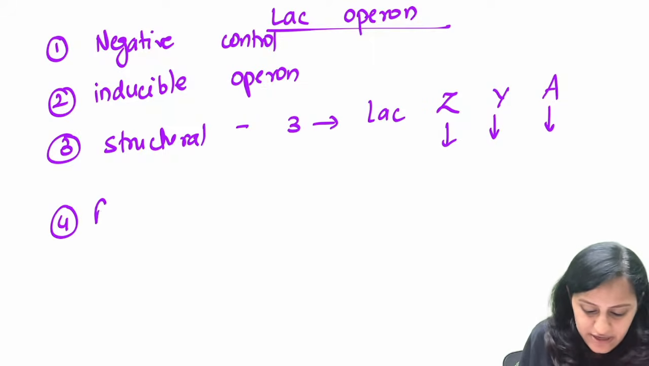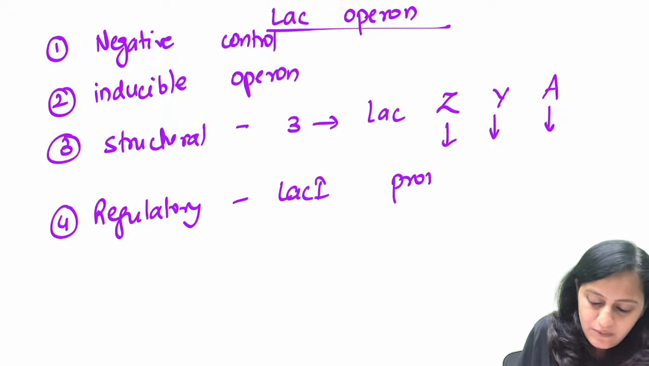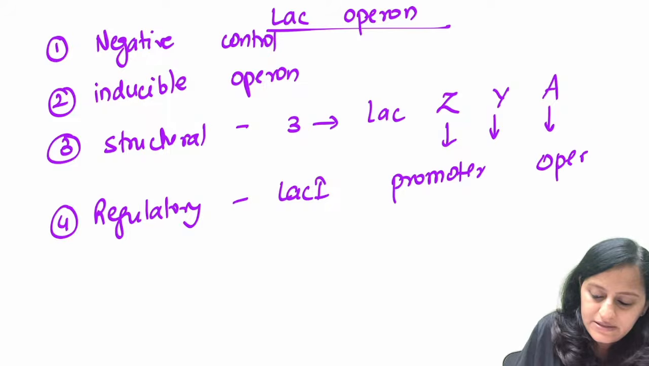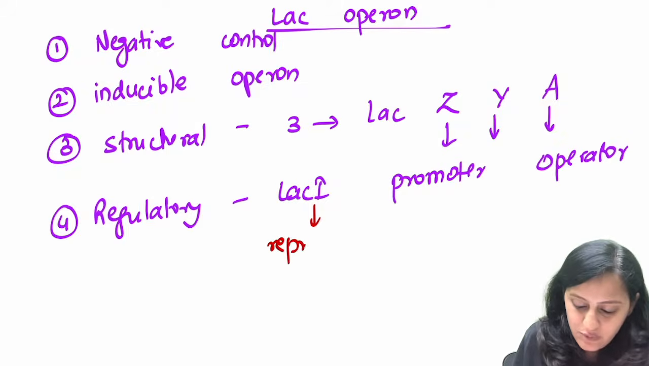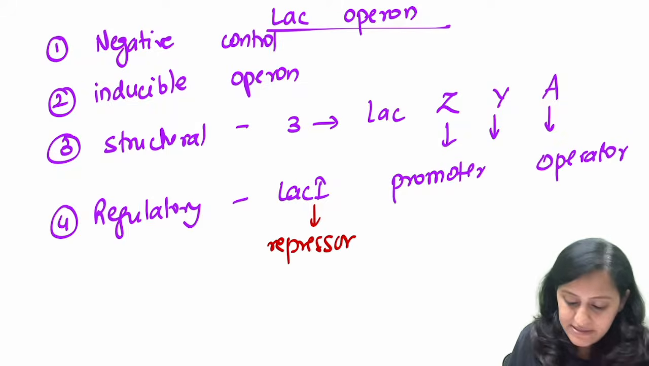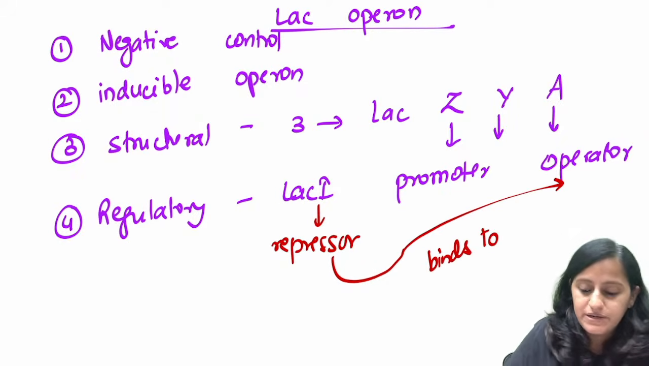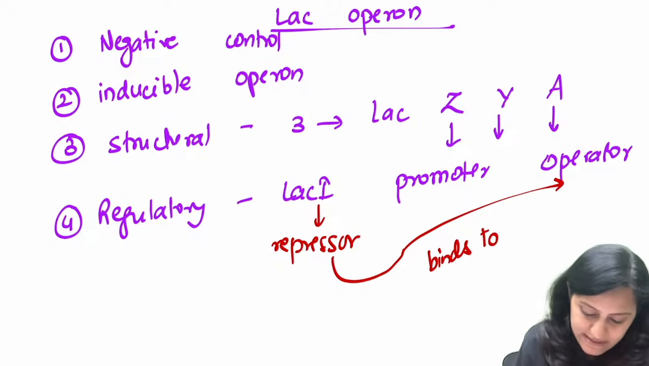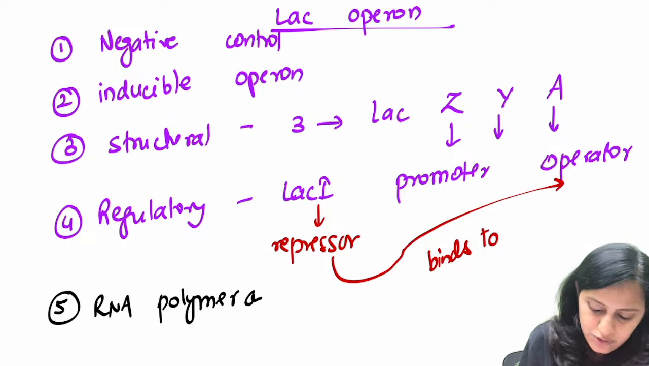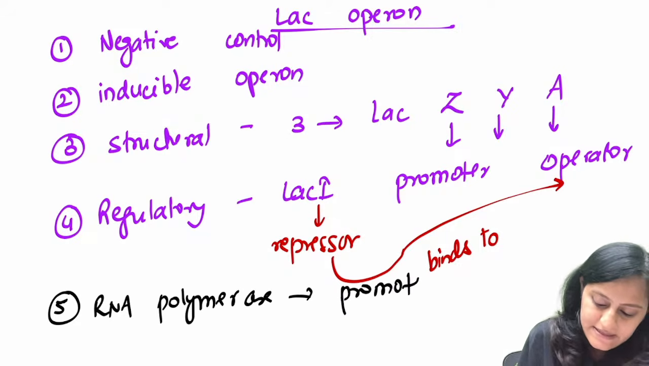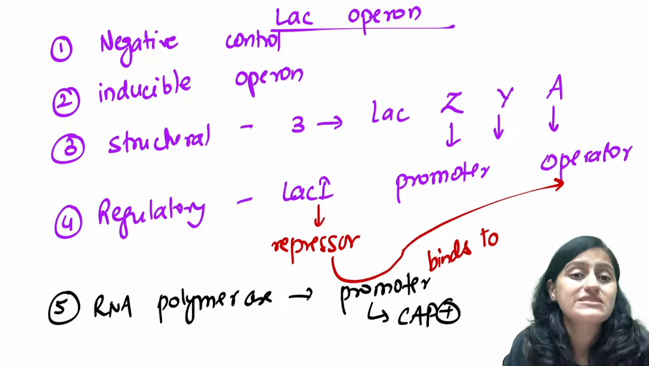Which are the regulatory genes, the non-structural ones that you have? Lac I, promoter and operator. Lac I, the inhibitor gene, is what is forming this repressor. What is the repressor binding to? The repressor binds to the operator. Where does RNA polymerase bind? RNA polymerase binds to the promoter site. This promoter site is activated by CAP, right? CAP is the positive activator.